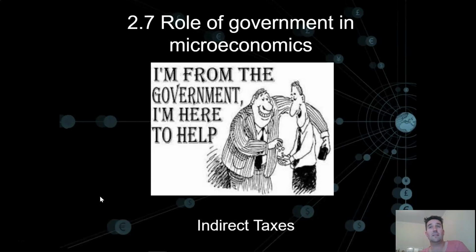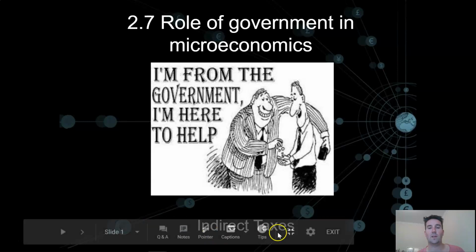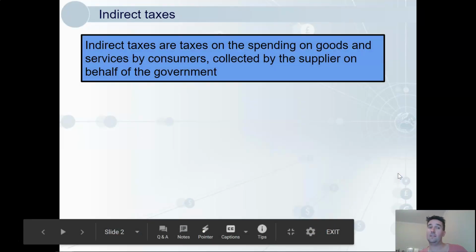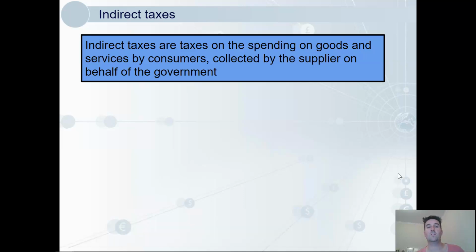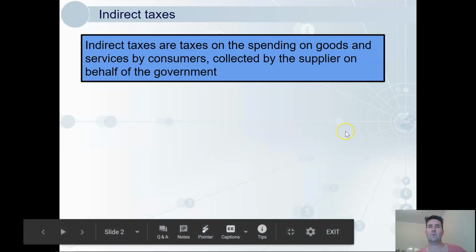Hi everyone, this is a lesson on section 2.7, the role of government in microeconomics, and we'll be focusing on indirect taxes. So indirect taxes are taxes on the spending on goods and services by consumers collected by the supplier on behalf of the government. First, we'll look at the distinction between indirect taxes and direct taxes. So what do we mean by that?